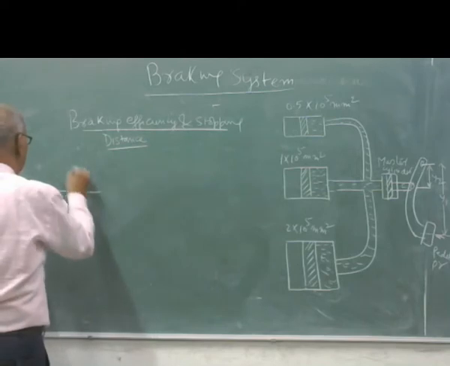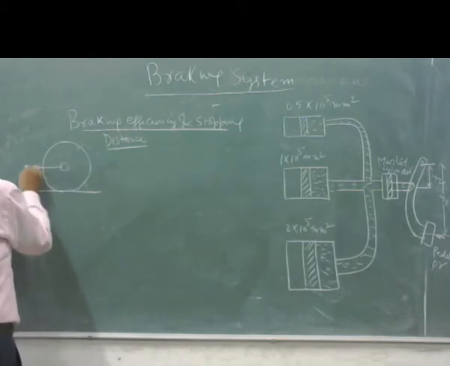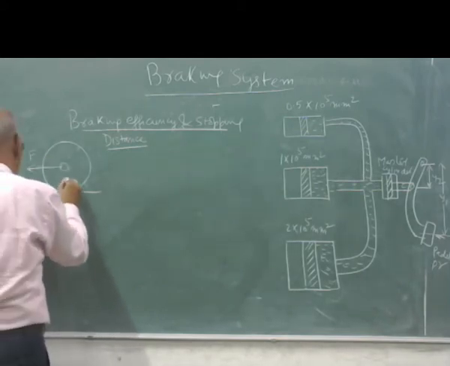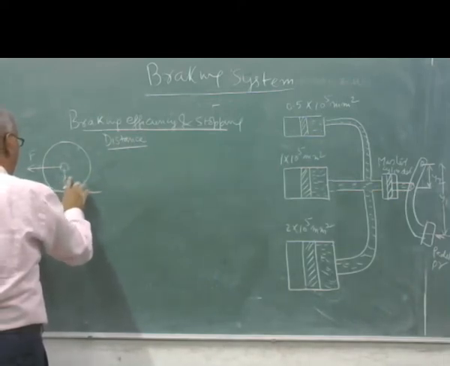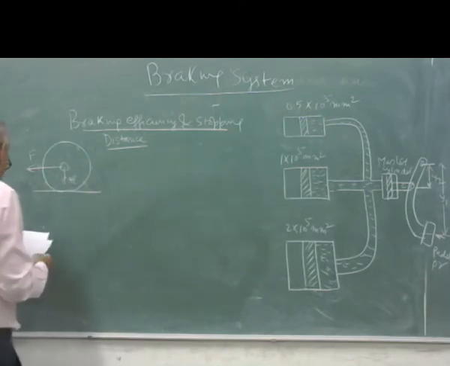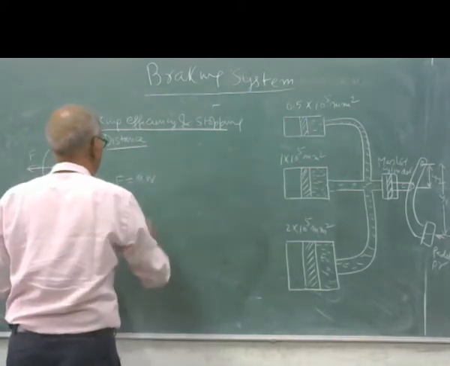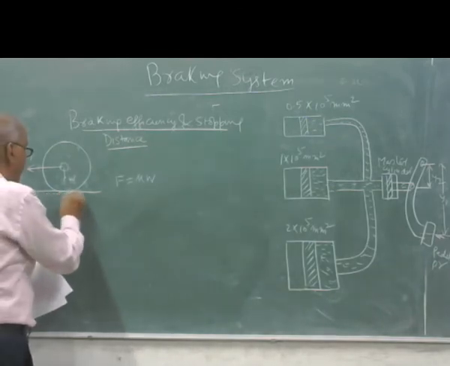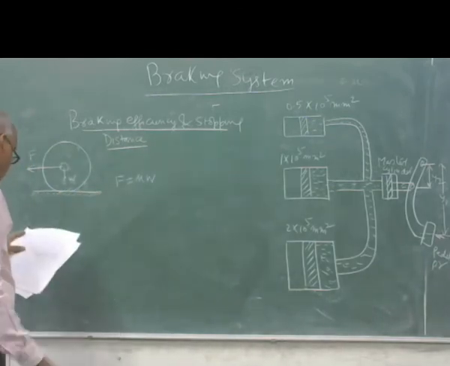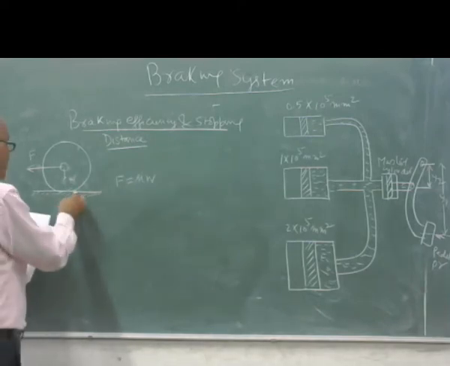Now this is the braking wheel. The force which is acting is the braking force. W is the weight which is acting downward. Then F is equal to mu into W, where mu is the coefficient of friction between the road surface and the tire. So the coefficient of friction changes with any variation of the condition of the surface. Mu varies with the condition of the surface.